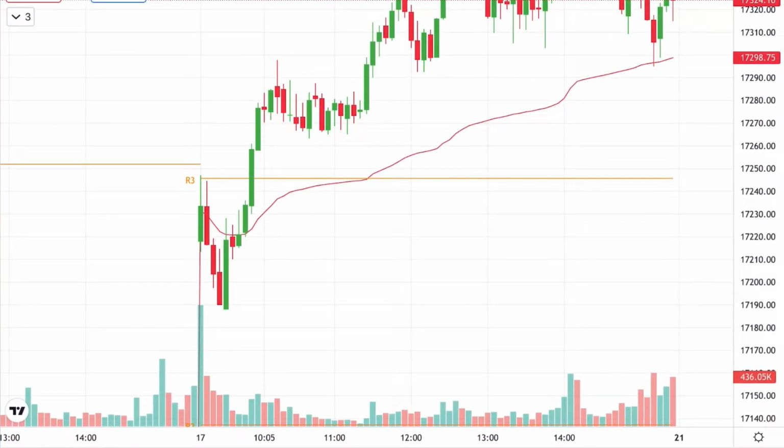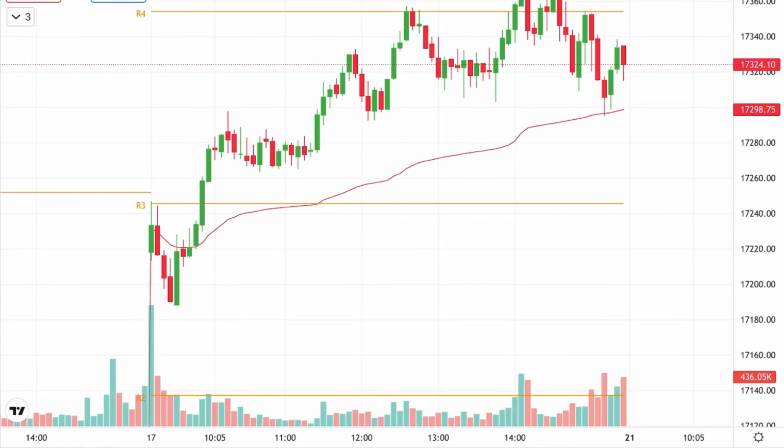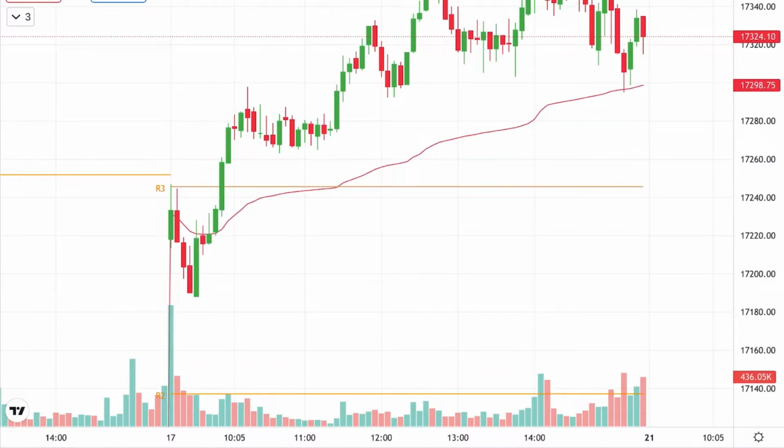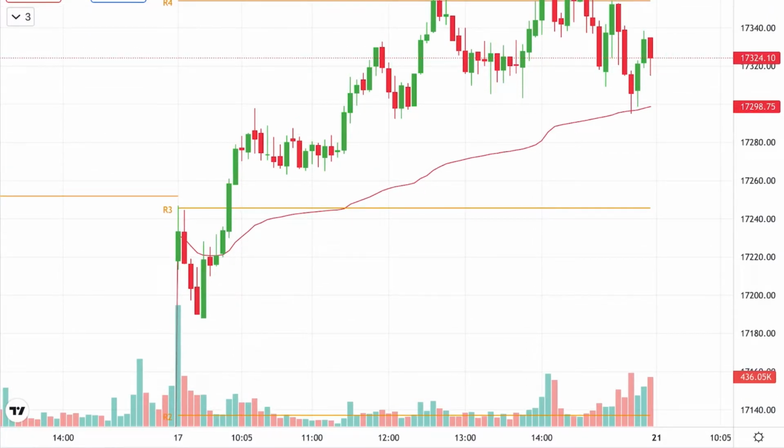Over here, this is 17th March 5 minutes chart of Nifty futures. I have placed 3 indicators over here. One is VWAP, one is pivot points, and third is volume. I'm not using anything else. VWAP is just to give a context of who is in control of the markets, whether it's bulls or bears. Pivot points for booking profits, and volume for understanding what is going on in the markets.